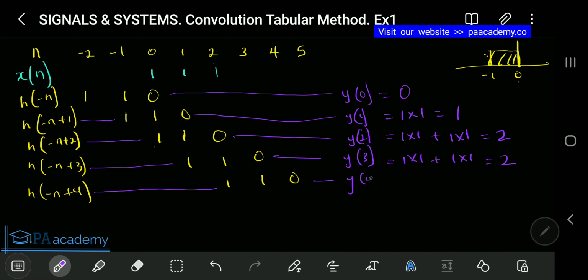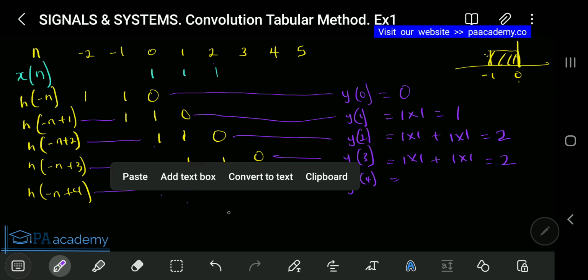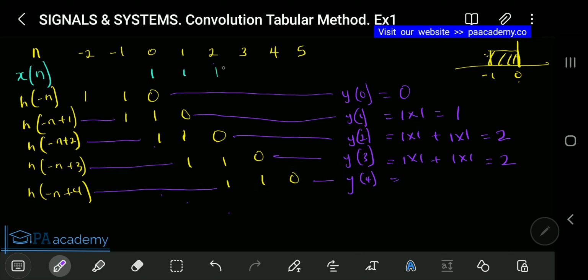So let's look at this. This is y of 4. For y of 4, when you look at it vertically with these 3, if you look here, there is nothing here, there is nothing here, but if you look at this to this, you can see they are on the same vertical line. So we are going to be having 1 times 1, and that equals 1. Okay. All right, so let's look at the next one.